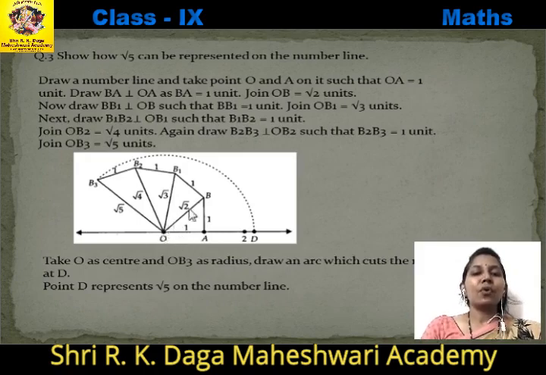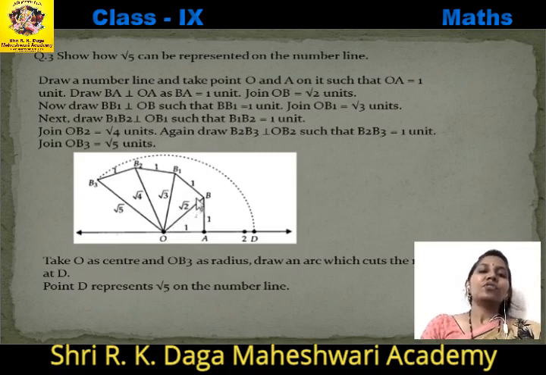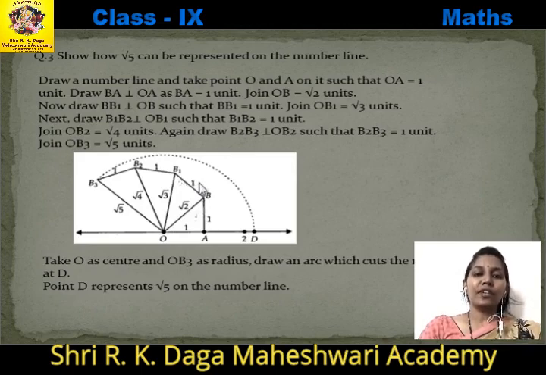When we join O and B, then OAB is a right angle triangle. So when we apply Pythagoras theorem, we get OB equal to under root 2. Now you have OB equal to under root 2. So draw a perpendicular BB1 on OB such that the length of BB1 is equal to 1 unit.